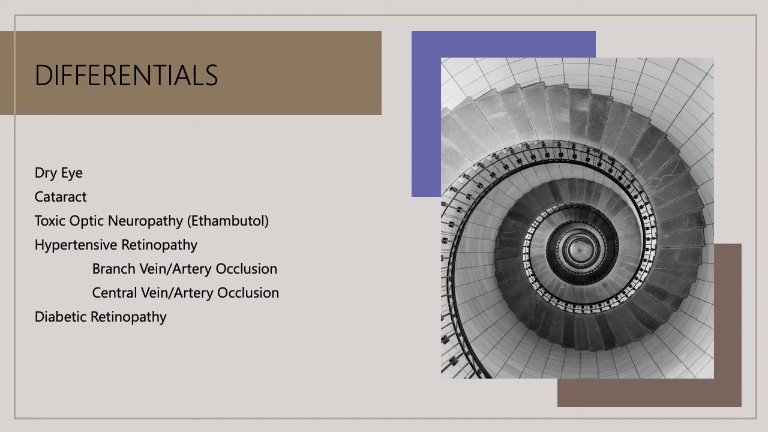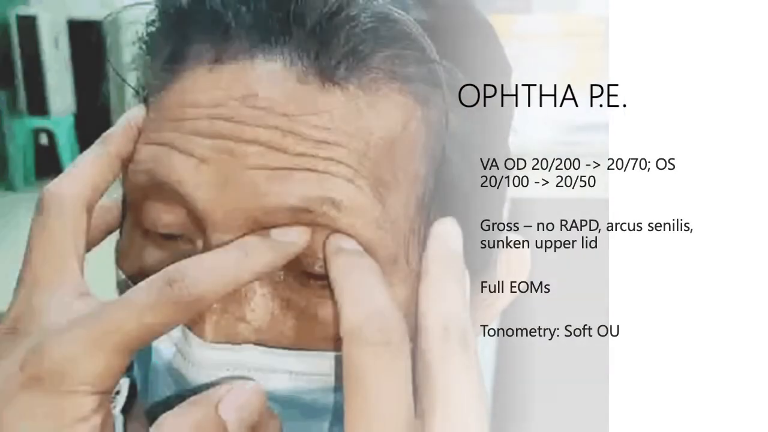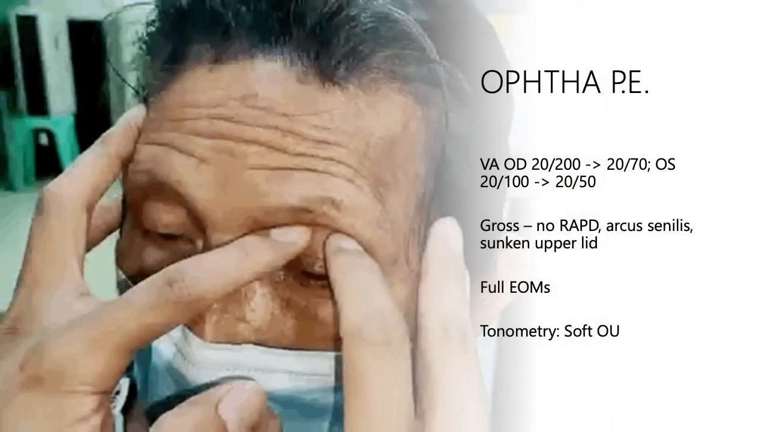Okay, so to further shorten or confirm our list of differentials, we can now proceed to doing the 5-point ophthalmic examination. As you can see here, the patient's vision improves with pinhole to 20/70 for the right and 20/50 for the left. There was no RAPD and the eye movements were within normal limits. Both globes were soft on finger palpation.